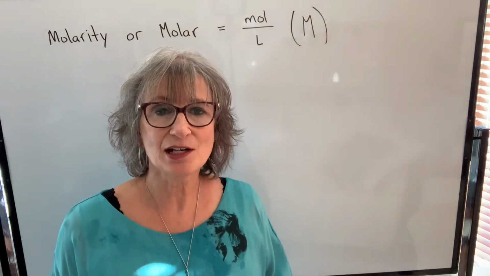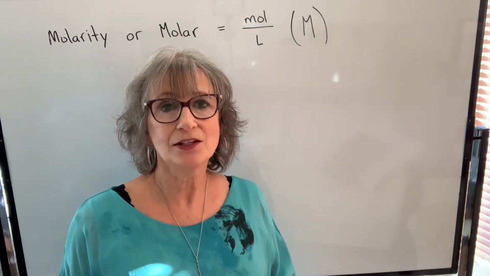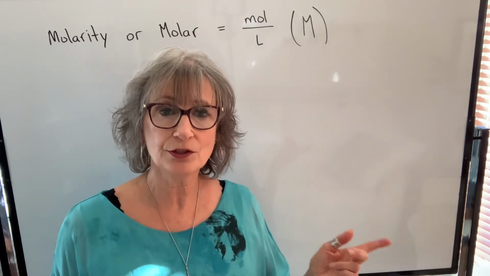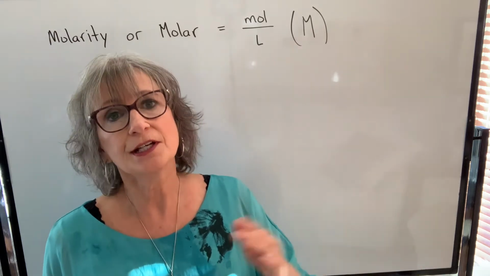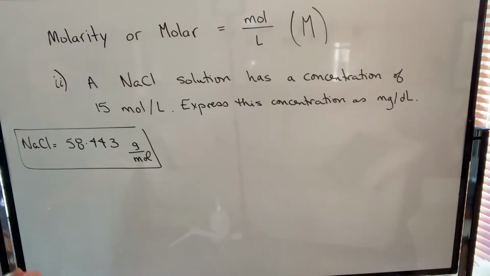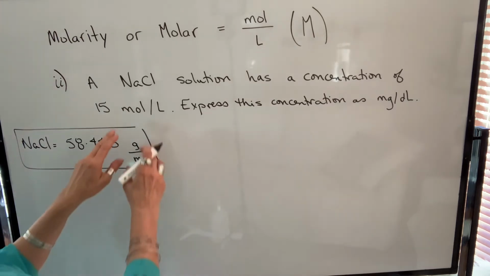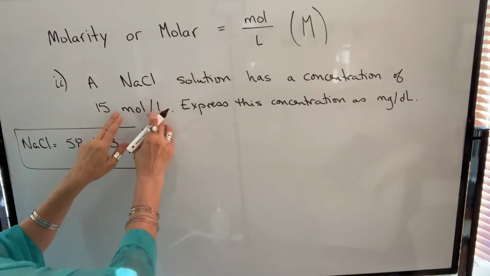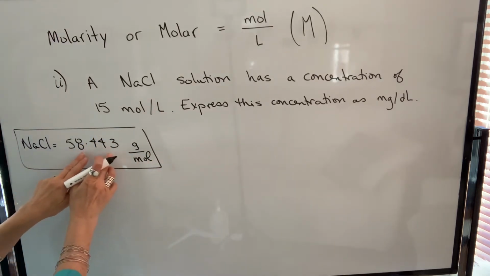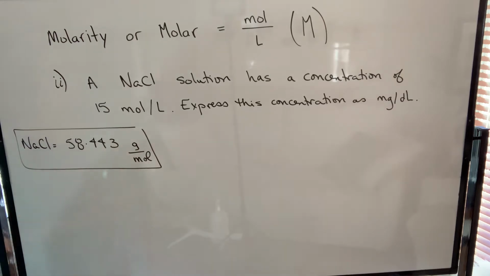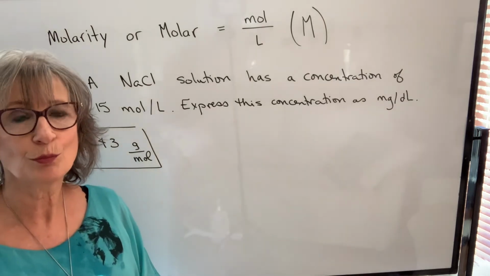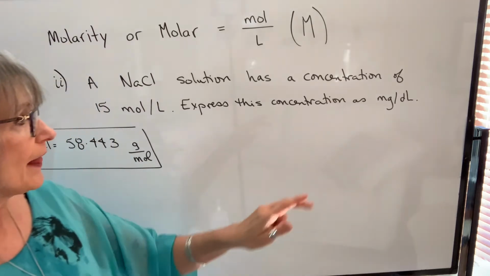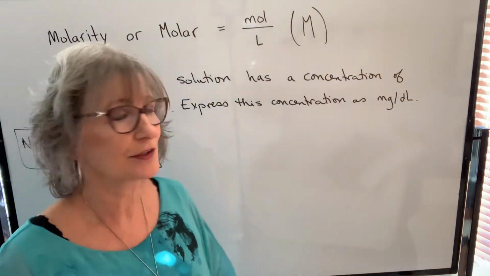So let's take a look at some examples where we're using the molar mass and either expressing our concentration in moles per liter, or if it's given in moles per liter, expressing it in another unit. The sodium chloride solution has a concentration of 15 moles per liter. Express this concentration as milligrams per deciliter. So we're given the concentration as molarity. We know the molar mass for sodium chloride is 58.443 grams per mole. So what we're going to do is use that information to convert moles per liter to grams per liter, and then we'll convert to milligrams per deciliter.